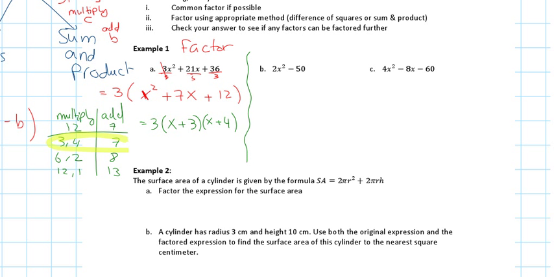Okay, so let's look at the second one. What's the first thing I want to do? What do I have to do first? Find a common factor. Do I have a common factor? Is there any number or any letter that I can divide both terms by? 2? Yes? Can I divide 50 by 2? Yeah, right? So my greatest common factor is 2. What happens if I divide both by 2? What do I get?